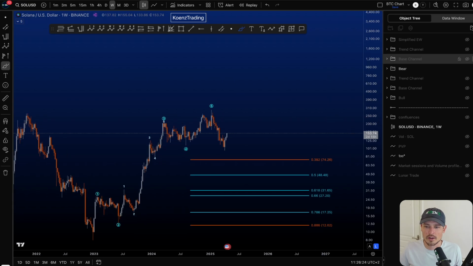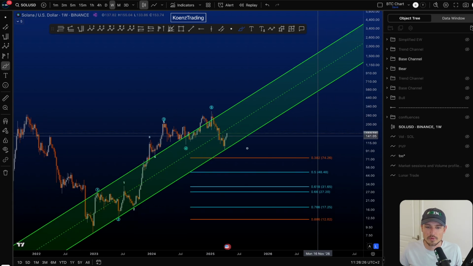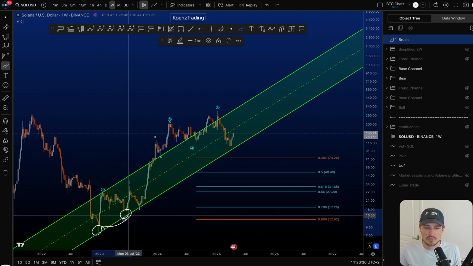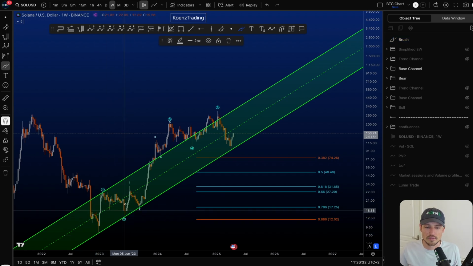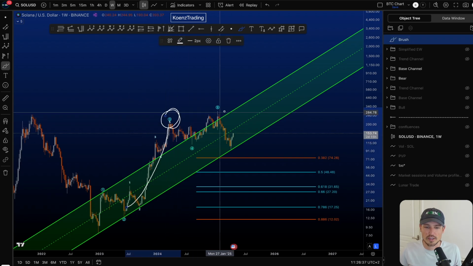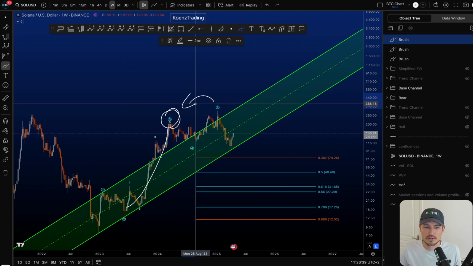Now, in this scenario, we then also have, once again, a couple of channels. This is the base channel, right? Taken from the same pivots, low to the low of 2 to the high of wave 1. And in this particular scenario, you can see that wave 3 is now finishing here, right? Not here. So we moved wave 3 to the left.